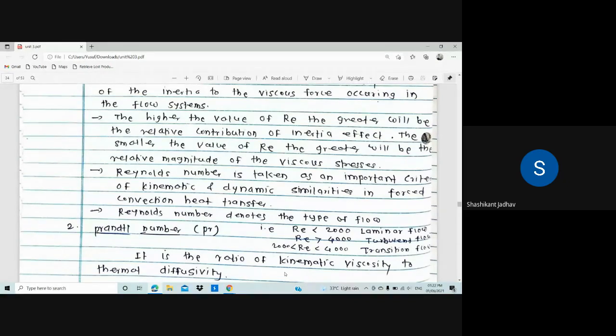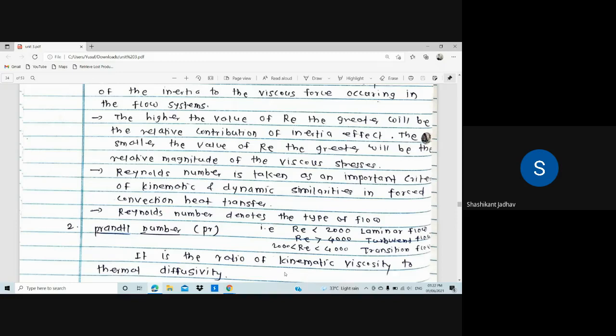समजलं का बघा, रेनॉल्ड्स नंबर जास्त असणार आहे. रेनॉल्ड्स नंबर म्हणजे इनर्शिया फोर्स डिवायडेड बाय विस्कस फोर्स. रेनॉल्ड्स नंबर जास्त आहे म्हणजे इनर्शिया फोर्स जास्त असणार आहे, आणि रेनॉल्ड्स नंबर कमी आहे म्हणजे कुठला फोर्स जास्त असणार, विस्कस फोर्स जास्त असणार. That part we have to understand by using this Reynolds number. ओके, this is the significance. Then write down the next line. Reynolds number is taken as important criteria.